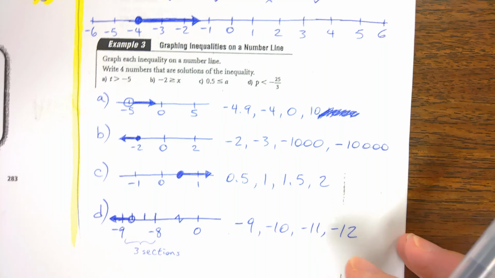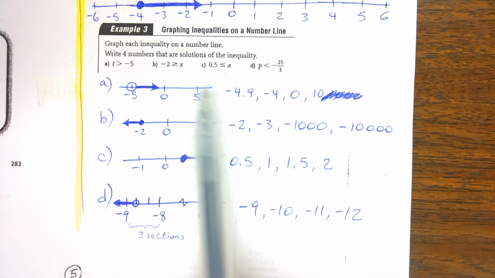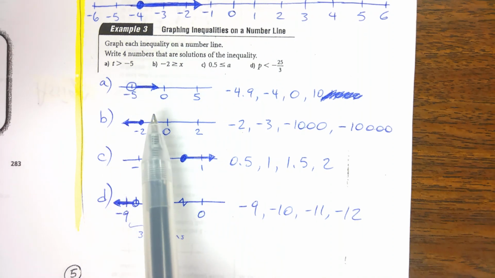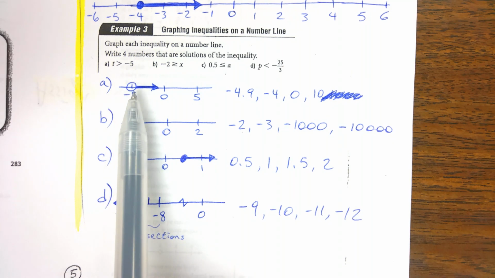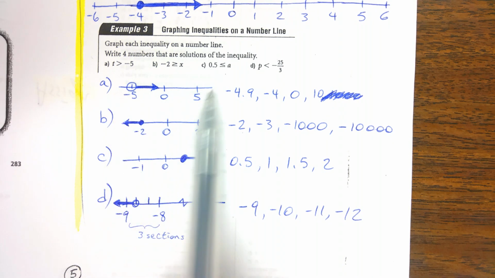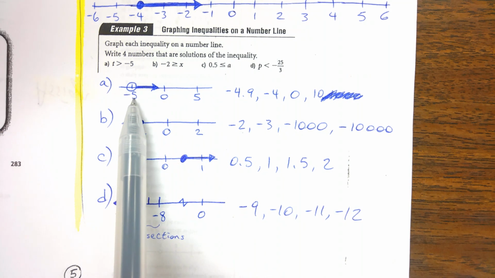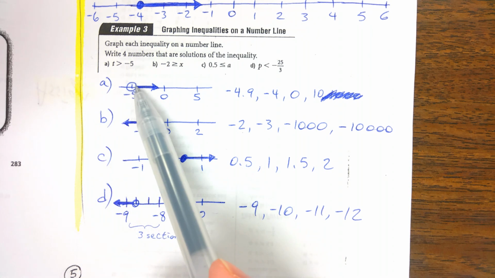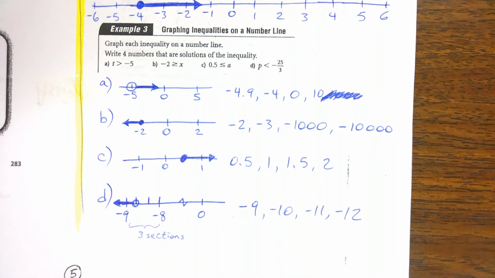Example 3. For each of these, draw the number line and then give me 4 numbers. We did the example yesterday. So as I said, you don't need to write every single number. So a number line that looks something like this is perfectly fine. So show me where 0 is, and then -5. And since this is only greater than, that's why it's a hollow circle. You'll still have the arrow going to the right because it's greater.